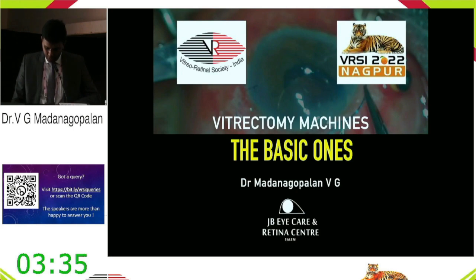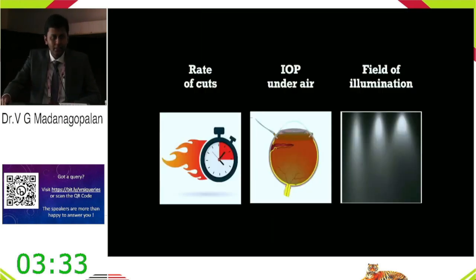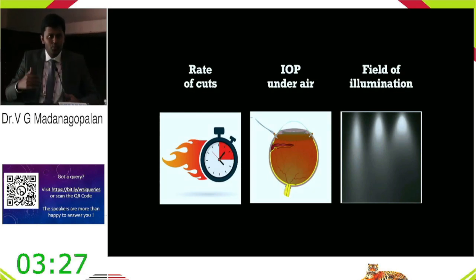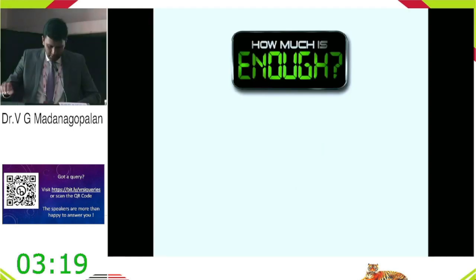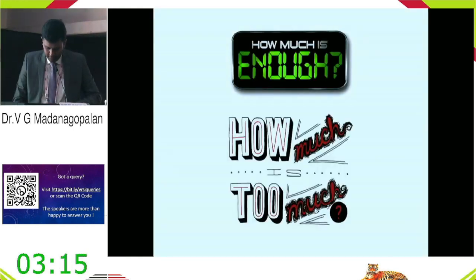But if I had to scrutinize it very strictly, then I would say probably these are the three technical aspects where the so-called basic instruments would come second: the rate of cuts, IOP control under air, and the field of illumination of their light bulbs. So when it comes to rate of cuts, how much is enough? Or rather, how much is too much?